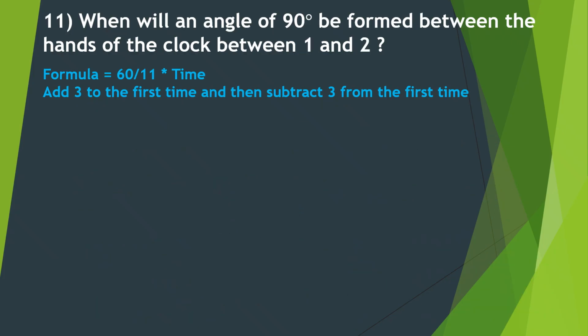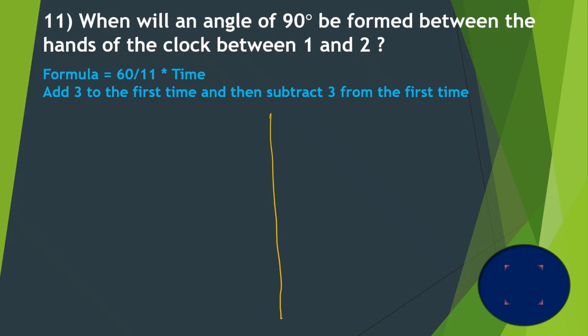Next question on your screen and your timer starts now. 1 and 2. First time you will add plus 3 to the first time, 1 plus 3. And here, how we will do 1 minus 3? Simple.